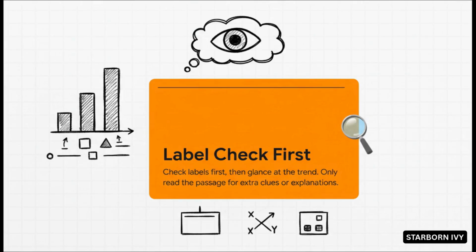Seriously, before your eyes even hit the question itself, take 5 seconds to decode the graph structure. Read the title, the x-axis label, the y-axis label, the legend. Doing this first primes your brain, so when you finally read the question, you already get the context. It's a huge time saver.